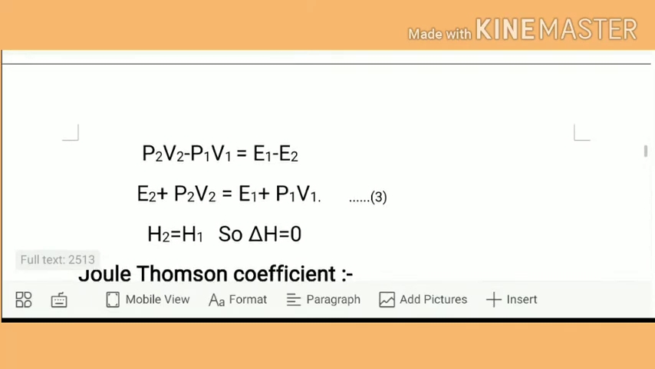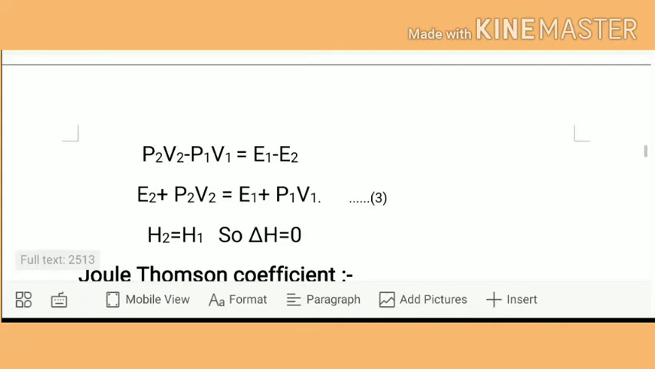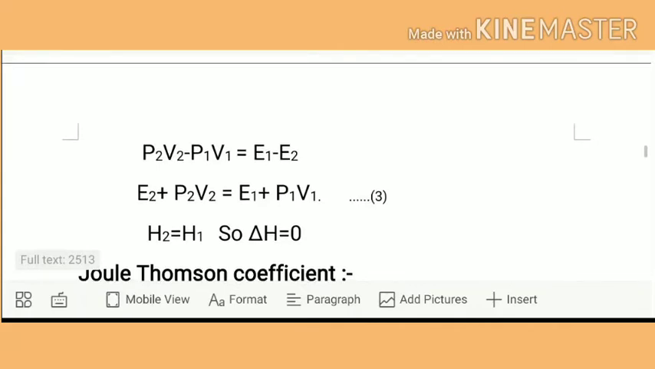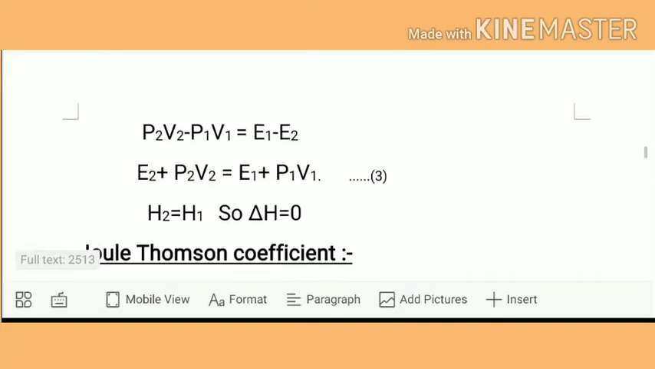You know that E plus PV is equal to H, which is enthalpy. So E2 plus P2 V2 is equal to H2, and E1 plus P1 V1 is equal to H1. So H2 is equal to H1. So initial enthalpy is equal to final enthalpy. So there is no change in the enthalpy. So del H is 0.